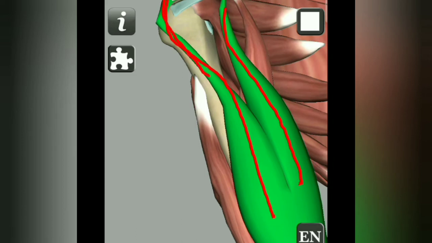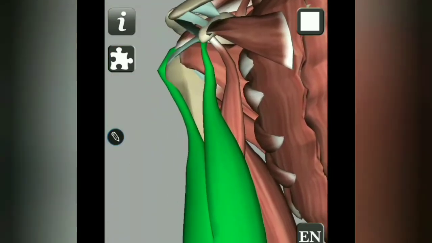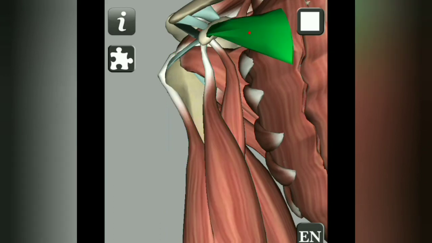I am not going into the detail of this muscle, because this muscle will be studied in detail in the next chapters. Now coming to the short head, which originates from the coracoid process of the scapula. See, this one is the coracoid process. Now you can easily visualize this. This one is the coracoid process, and this one is the short head of biceps brachii.